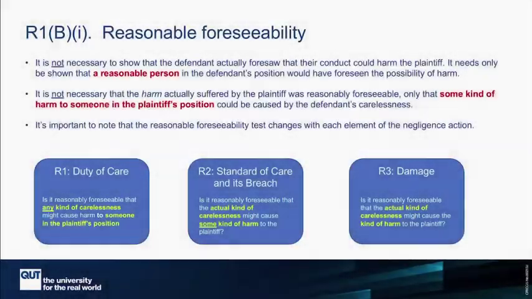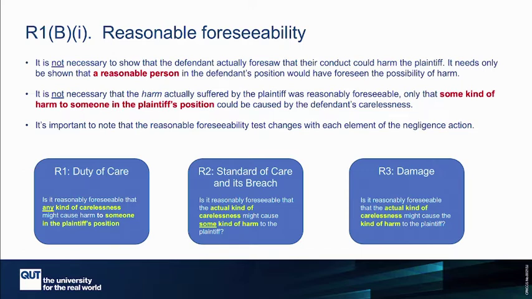The difference is, under owing a duty of care, it is reasonably foreseeable that some carelessness, any kind of carelessness, might cause harm to someone in the plaintiff's position. You're not asking, was it reasonably foreseeable that this particular act or omission would cause harm to this plaintiff? It's more general. Could any negligence by someone in the defendant's position cause harm to someone in the plaintiff's position, right? So you're not foreshadowing that the defendant saw their conduct would cause harm. Would a reasonable person have seen some possibility of some kind of harm?